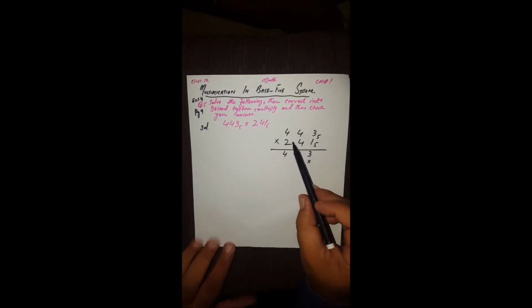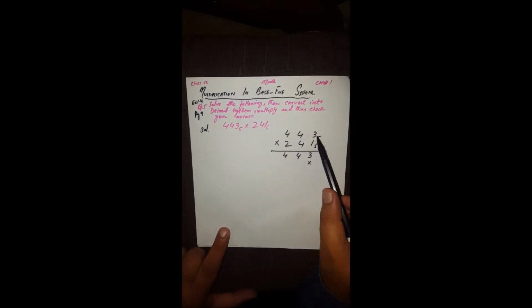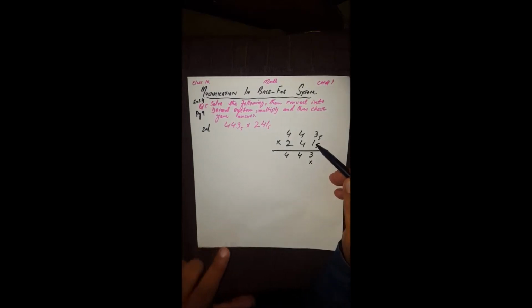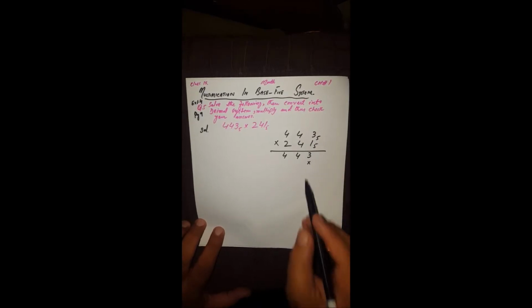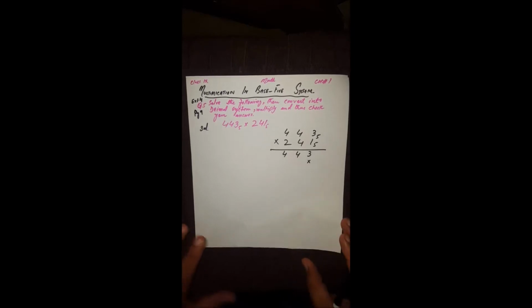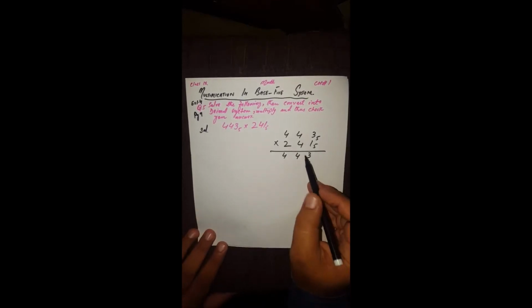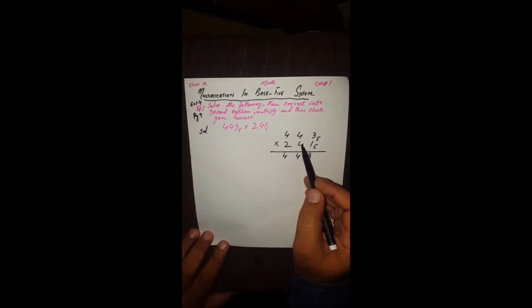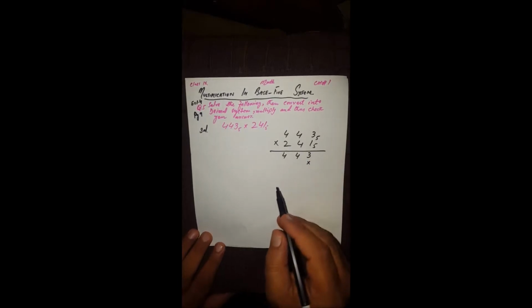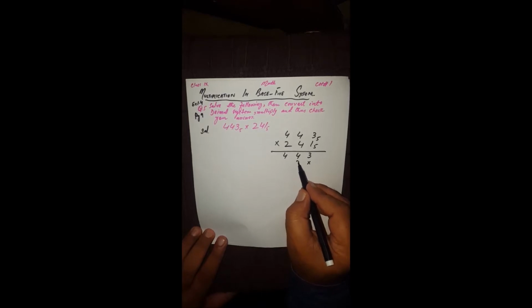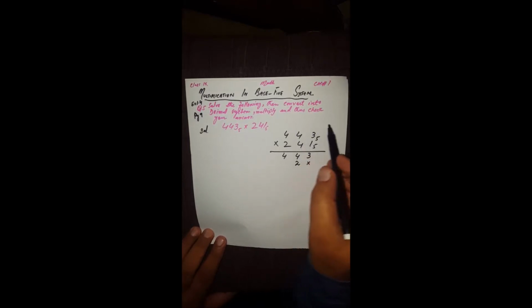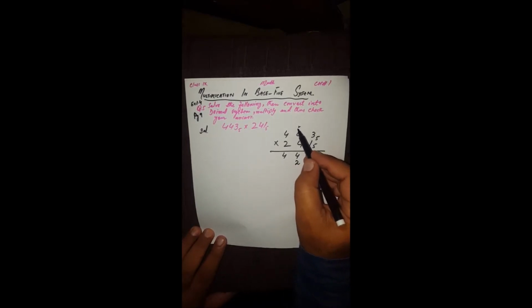First, write 443 and then write 241. We have to multiply these two numbers. 1 multiplied by 3 is equal to 3, 1 multiplied by 4 is 4, 1 multiplied by 4 is equal to 4. On the next line, after the first digits, we have to multiply by 4. 4 threes are 12. 12 means 22, 2 in the unit place and we carry 2.